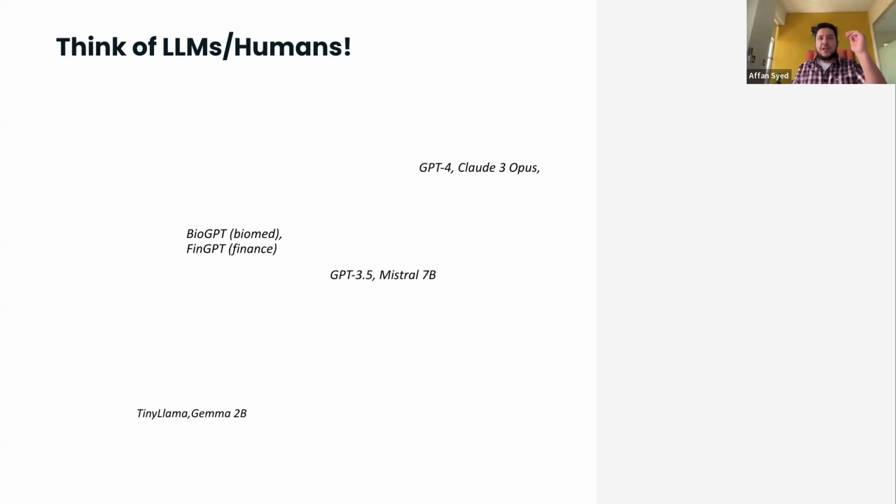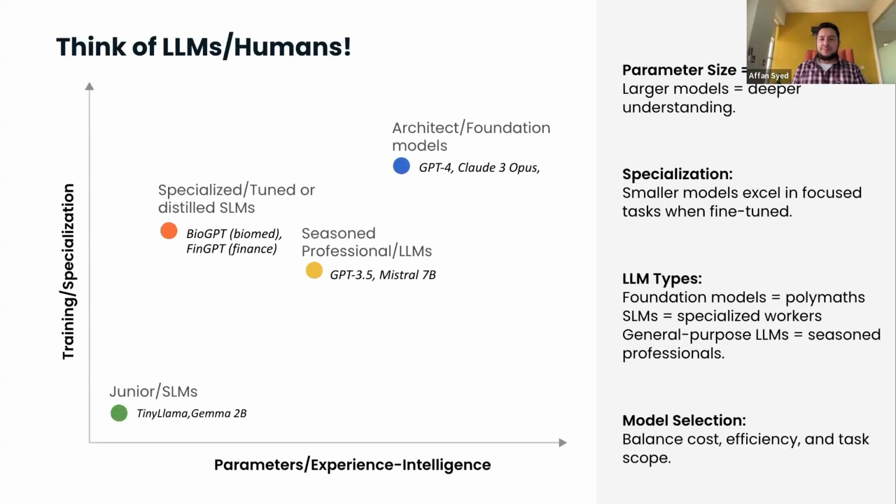So let's go over there. I'll show these right now. On the x-axis, you have this ability to think about experience and intelligence of a human, which I want you to map to the parameter size of the model. And on the y-axis is the training data given to a particular model, which you map to the specialization that a human goes into.